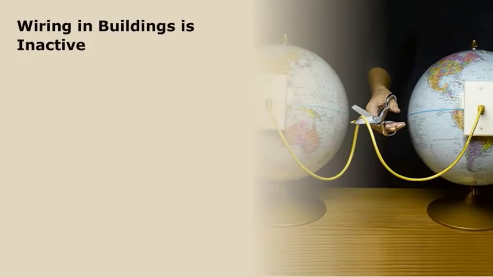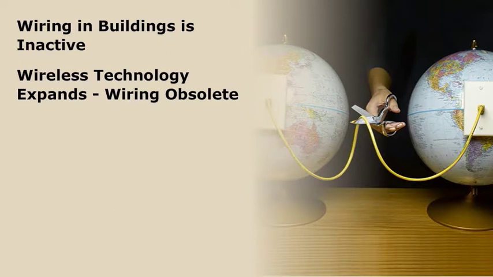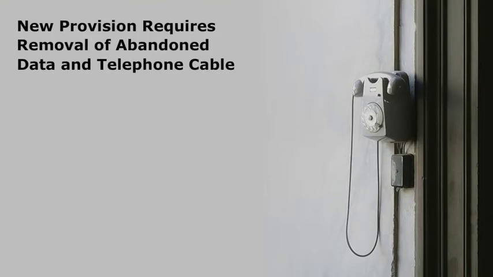Currently, a great deal of the wiring in buildings is inactive, left over from a previous tenant or use. As wireless technology expands interior design options, more and more wiring will become obsolete. According to Jeffrey S. Weil, Senior Vice President of Colliers International, a corporate real estate information resource, both tenants and landlords could be affected by a new provision announced in 2002 by the National Fire Protection Association, NFPA, that requires the removal of abandoned data and telephone cable.